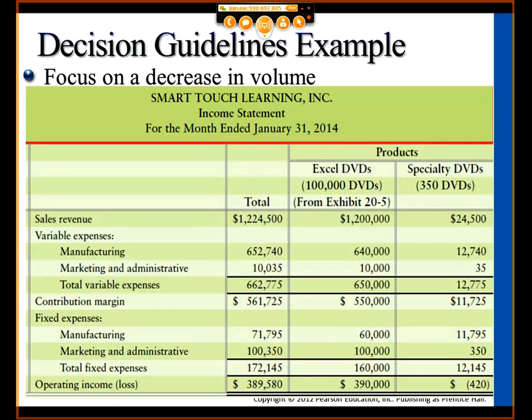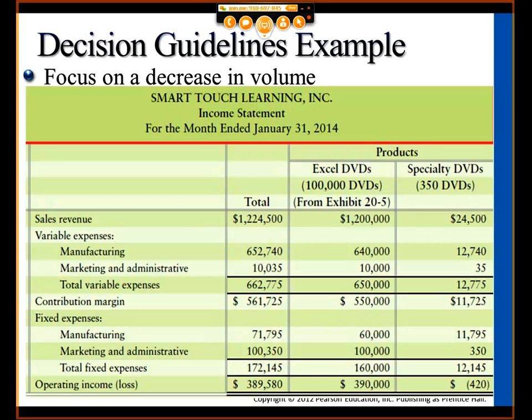We have two products. We have just our Excel DVDs, and then we have some specialty DVDs. So in quantity, one is 100,000 DVDs and the other one is 350 DVDs. So what do we have on our income statement? It's our sales revenue, variable expenses, contribution margin, fixed expenses, and operating income. Okay? So we're going to use the same process that we've discussed last class to drop or retain the product and changing the product mix. So the same thought process.